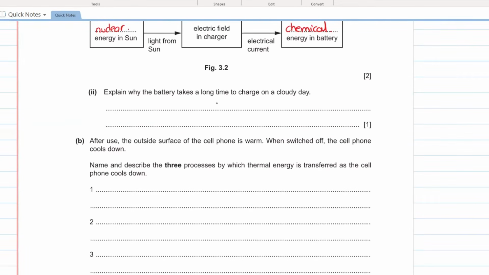Explain why the battery takes a longer time to charge on a cloudy day. Why does the battery take a longer time to charge on a cloudy day? You can say on a cloudy day, less light from the sun reaches the solar charger. Let's move ahead.